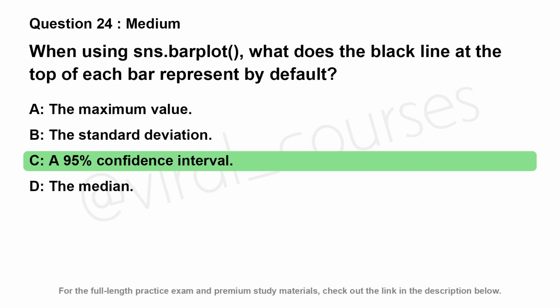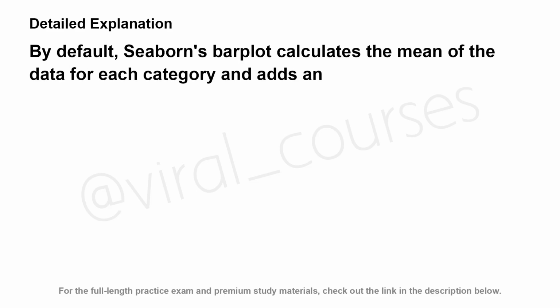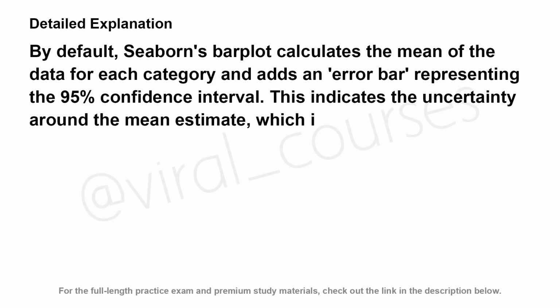The correct answer is C. By default, Seaborn's barplot calculates the mean of the data for each category and adds an error bar, representing the 95% confidence interval. This indicates the uncertainty around the mean estimate, which is vital for statistical rigor.